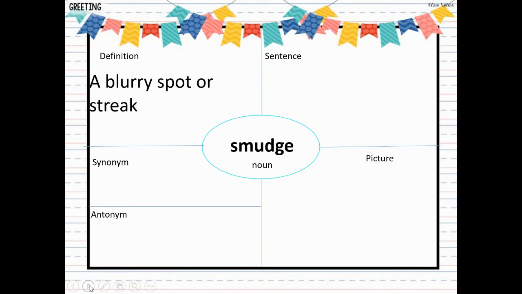Our first word was smudge, which meant a blurry spot or streak. And our sentence is, a drip of water caused the ink smudge on his paper. I actually talked about this yesterday. So it made like a blurry little spot or a streak where the ink kind of ran over.